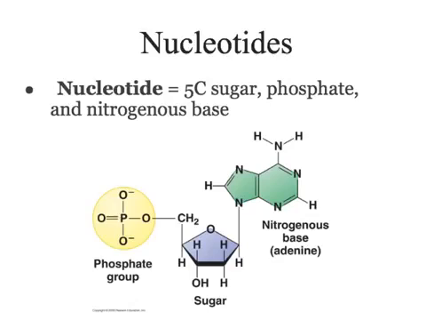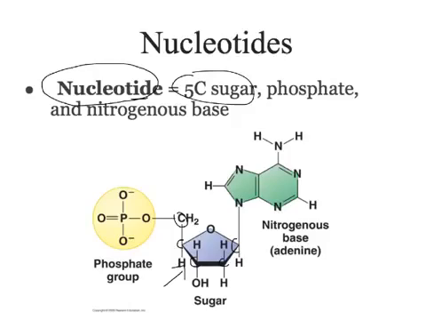So here's a nucleotide. Remember, this is the monomer of a nucleic acid. And the nucleotide has three main pieces. It has a 5-carbon sugar. You can see a 5-carbon sugar right here. Remember, I have a carbon at each of these little bends. So 1, 2, 3, 4, 5. That's my 5-carbon sugar. It has a phosphate group attached to the carbon right there.